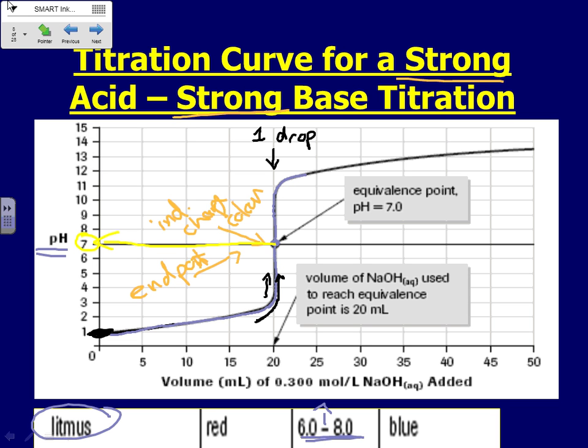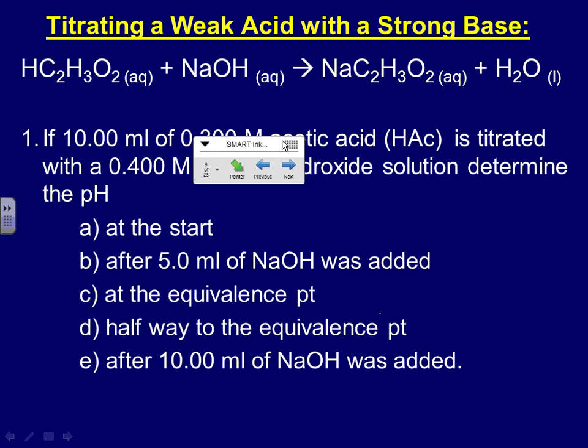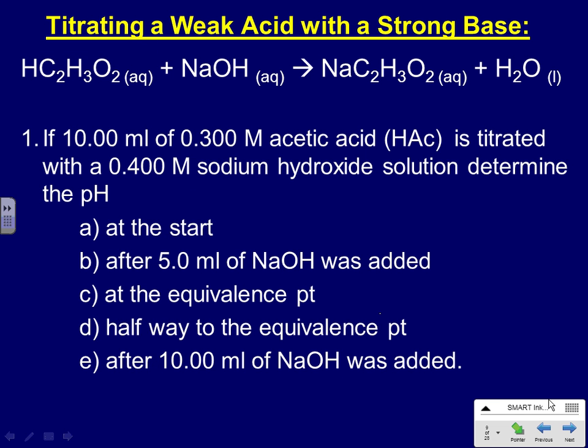I'm going to break this video into 3 little ones. The next video will talk about what happens when we titrate, and now I'm going to cheat ahead, a weak acid and a strong base. So we'll take a look at that in a moment.